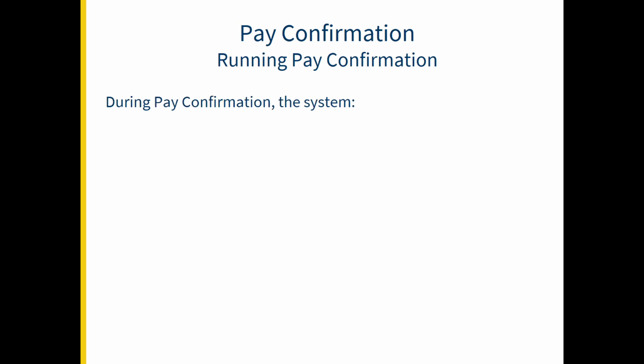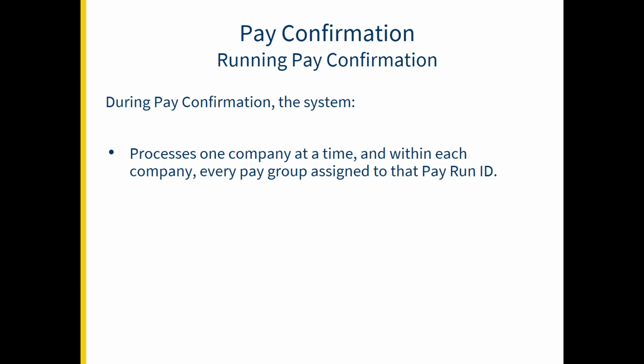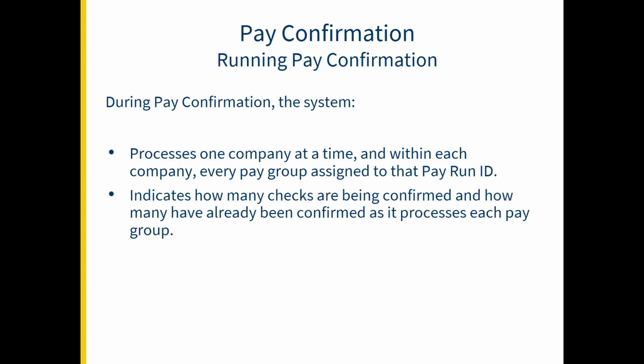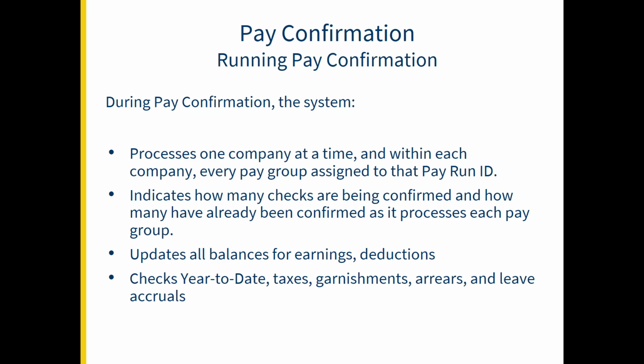During pay confirmation, the system processes one company at a time, and within each company, every pay group assigned to that pay run ID. Indicates how many checks are being confirmed and how many have already been confirmed as it processes each pay group. Updates all balances for earnings and deductions. Checks year-to-date, taxes, garnishments, arrears, and leave accruals. And finally, assigns check and/or advice numbers.